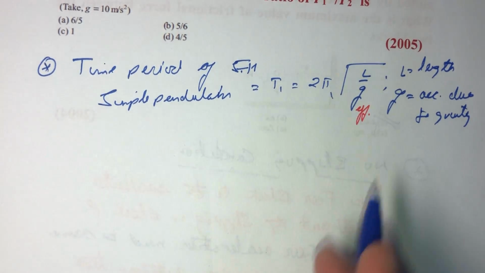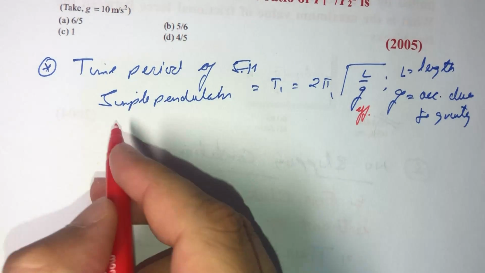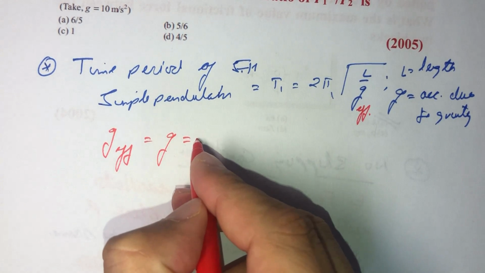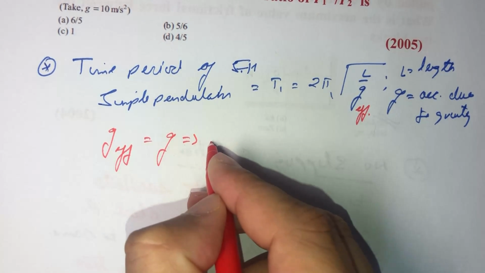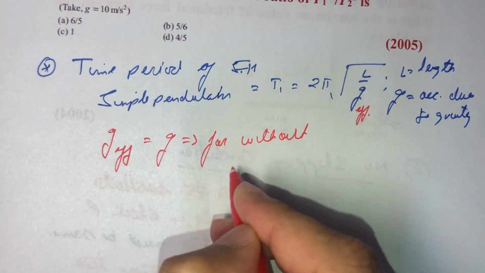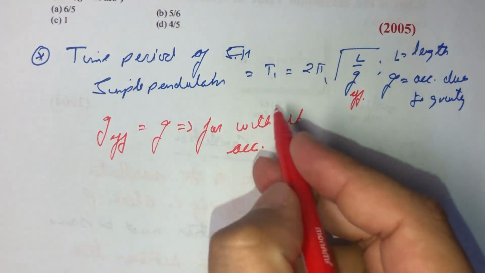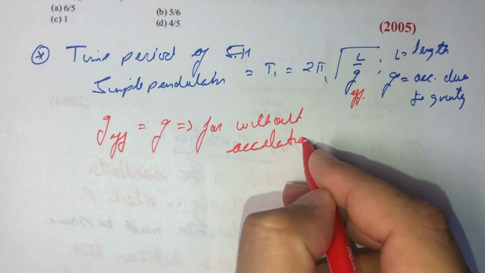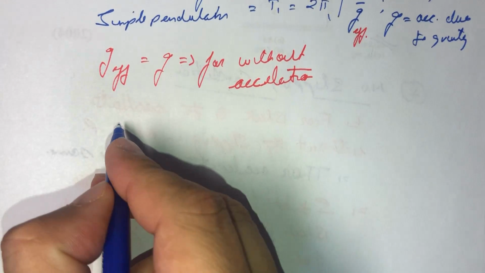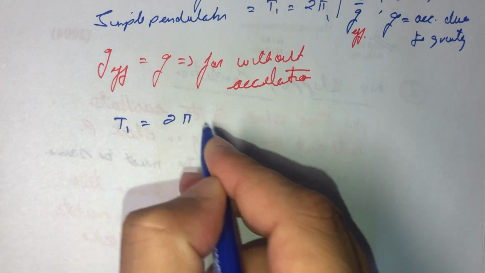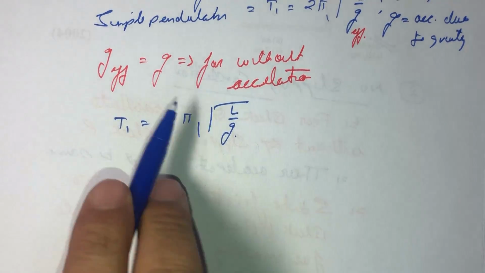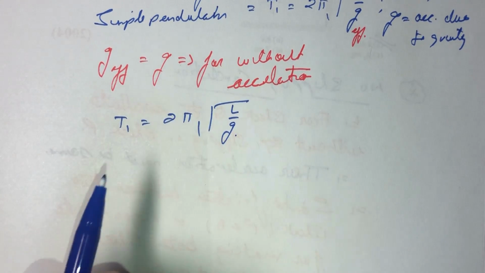And g effective will be equal to g for the case without acceleration. So in the first case, the time period t1 will be equal to 2 pi square root of L upon g, because now g effective is equal to g, that is, without acceleration.